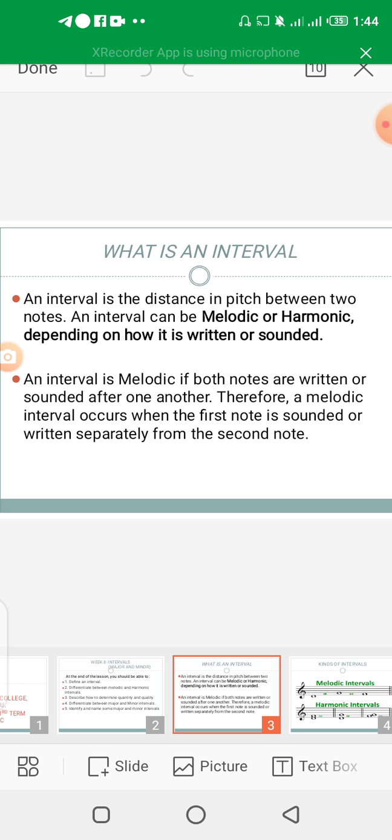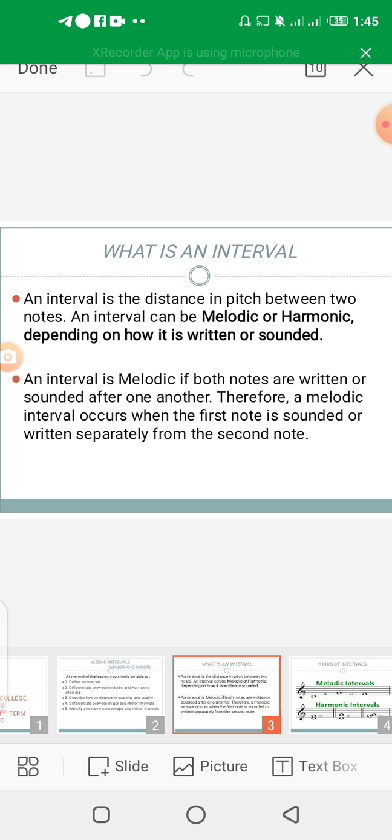Now, an interval is melodic if both notes are written or sounded after one another, just like I told you, in a straight line. Therefore, a melodic interval occurs when the first note is sounded or written separately from the second note.